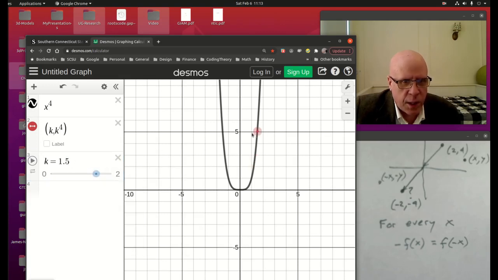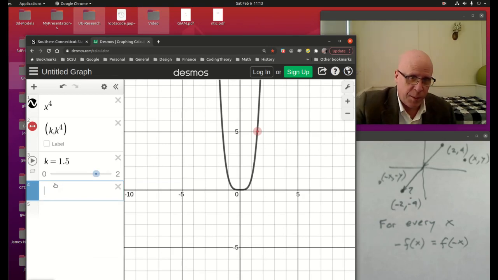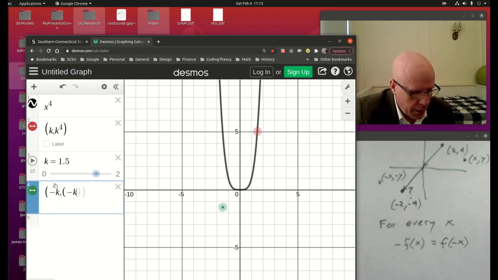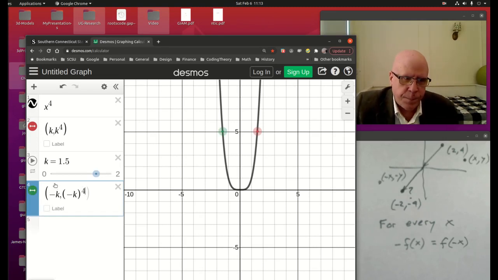If I wanted to, at the same time, have a point that was on the other side, that is, to the left of the y-axis, the coordinates would be, well, actually minus k and minus k to the 4th. I wrote that in a kind of goofy way, but do you see that these guys are always sort of mirror images of one another across the y-axis?